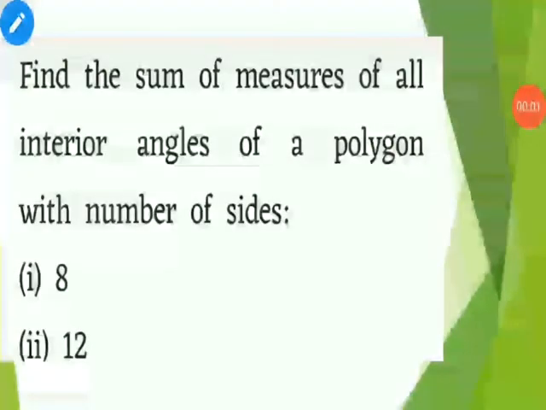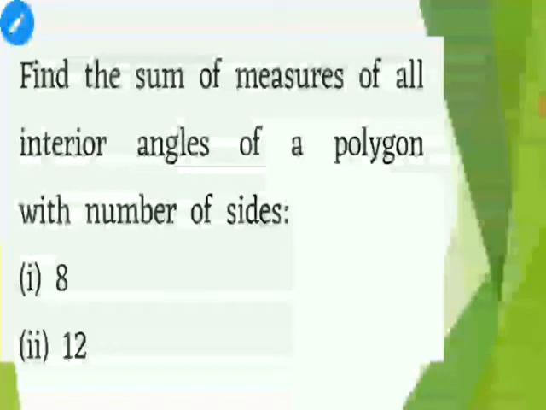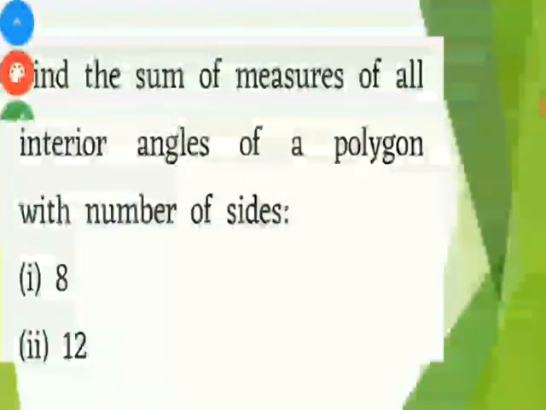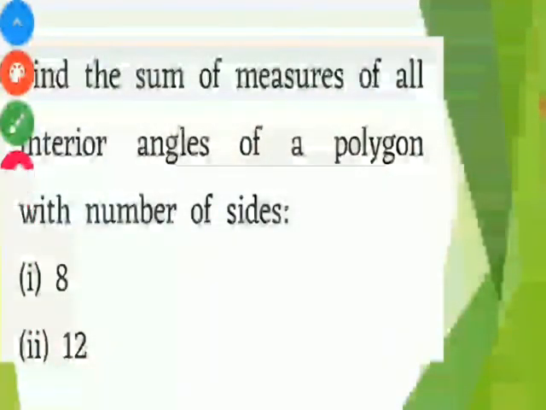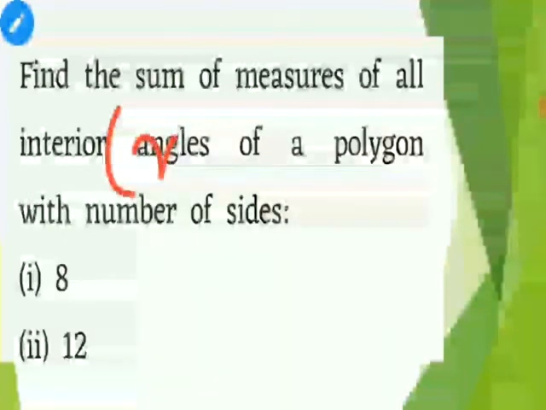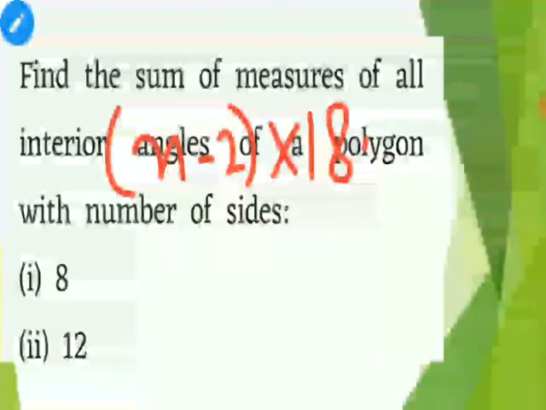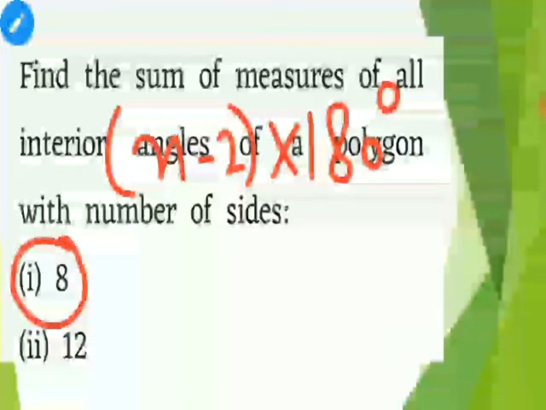The first question that we will discuss is: find the sum of the measure of the interior angles of a polygon with number of sides 8, 12. So we will find out the sum of interior angles. Let's use the formula (n minus 2) multiplied by 180 degrees. In the first part of the question, n is given as 8. That means the number of sides of that polygon is 8.